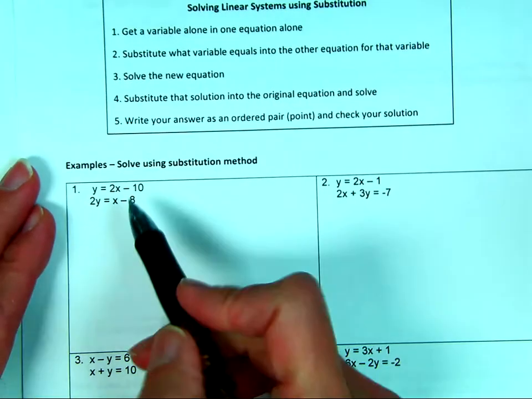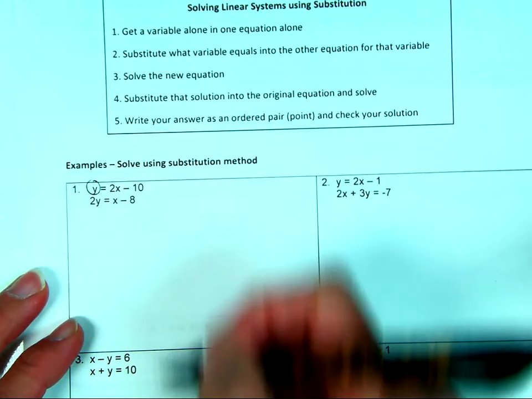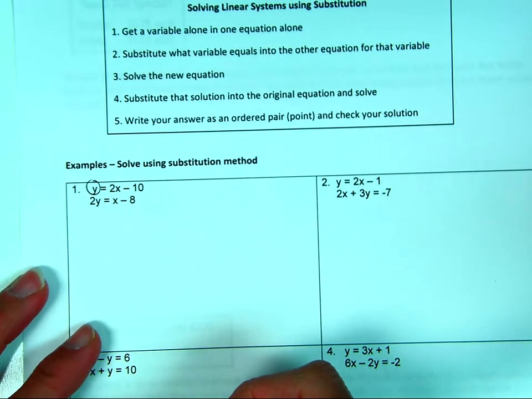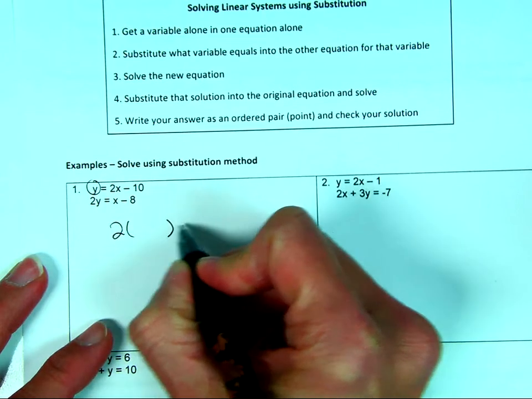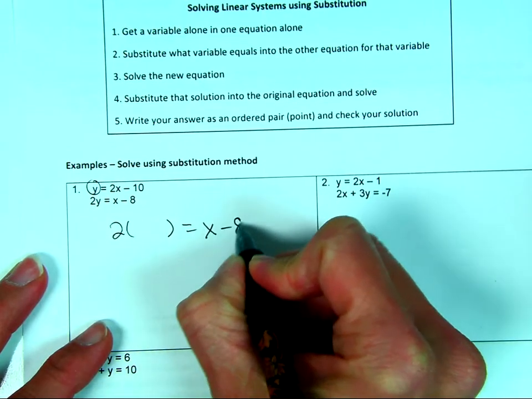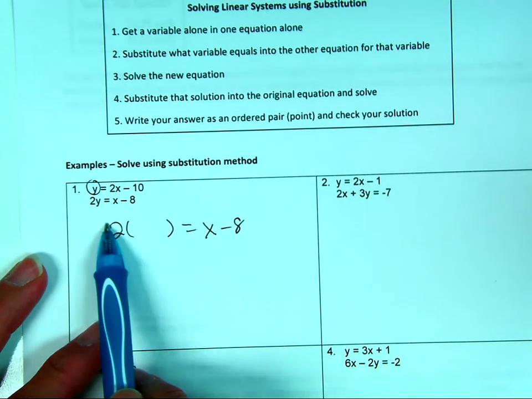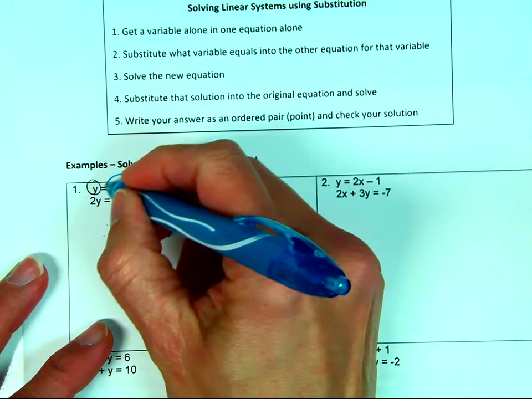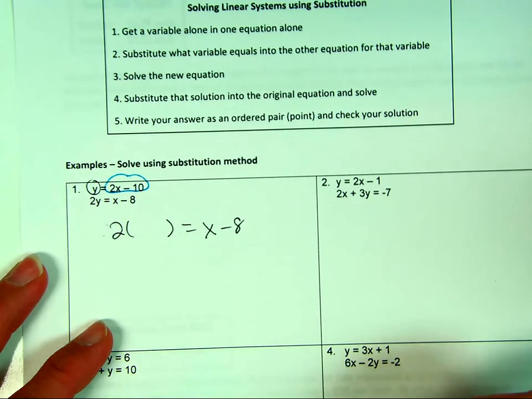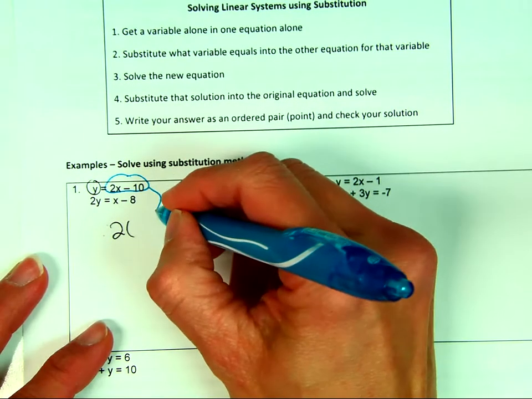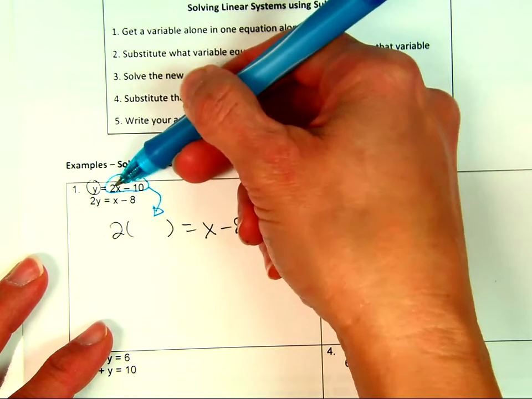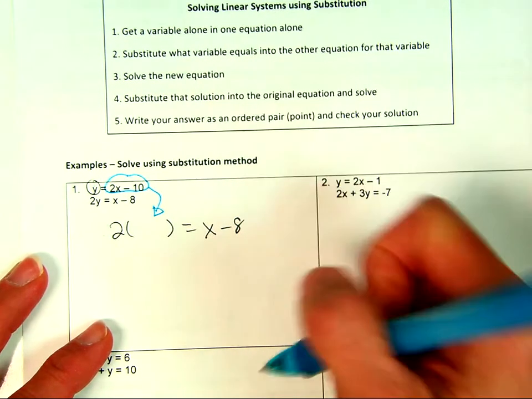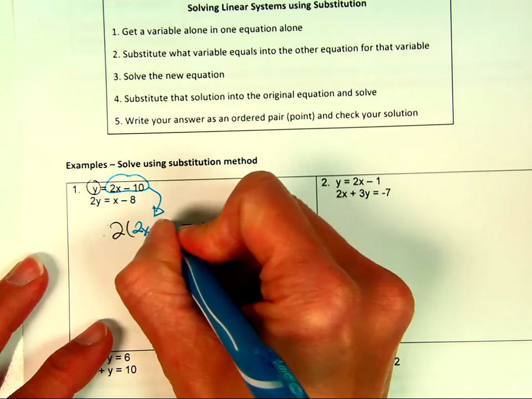So this one's already nice and pretty set up for us. Y is already alone, so I don't actually have to get y alone. What I'm going to do is say 2 times y equals x minus 8. Now notice, this is the second equation. I didn't put a y in because I'm going to take that y out and substitute what y equals. If y equals 2x minus 10, then anywhere I see a y I can put 2x minus 10. So I'm going to put 2x minus 10 instead of y.